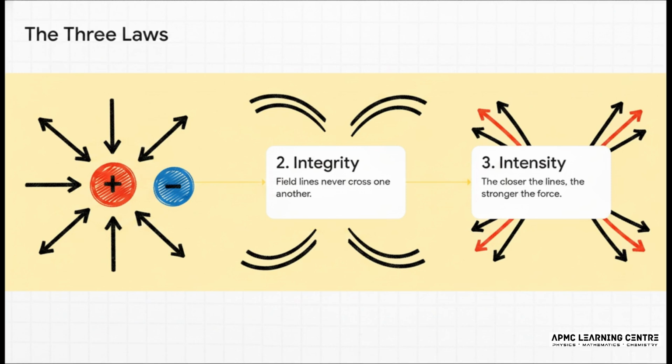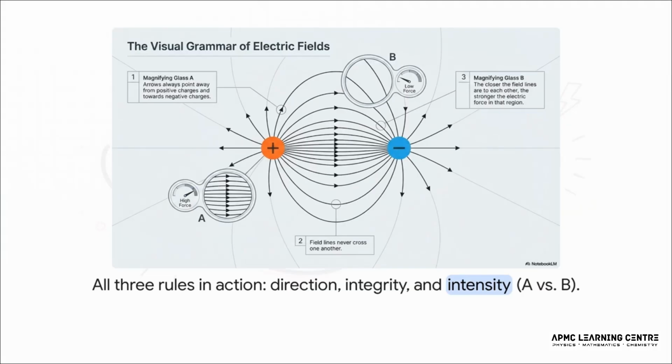And finally, rule 3, intensity. This one's key. The closer the lines are packed together, the stronger the force. Where they're spread out, the force is weaker. And this diagram? It's perfect. It shows all 3 rules in action at once.